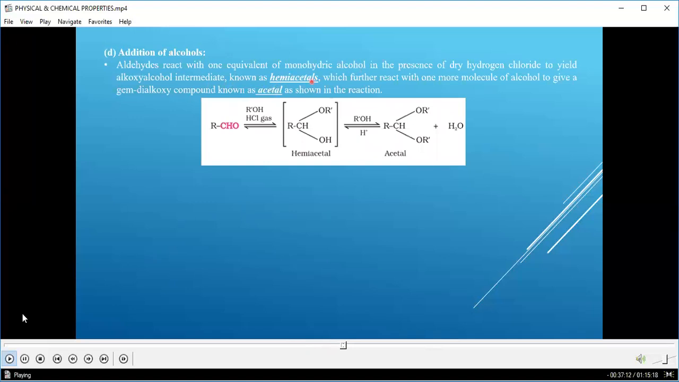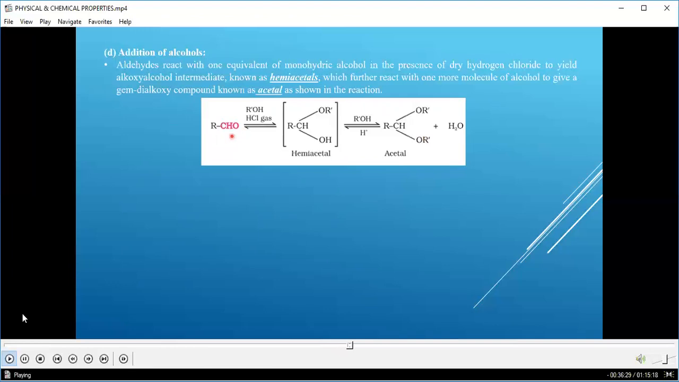Now why is this named as acetal? Because it is having alkoxy group and OH group. So it is named as hemiacetal, which further reacts with one more molecule of alcohol to give a geminal dialkoxy compound. Okay, now we already know what geminal means. That means carbon containing two similar functional groups on the same carbon atom is known as geminal, which is known as acetal.